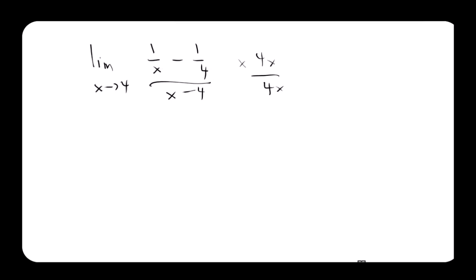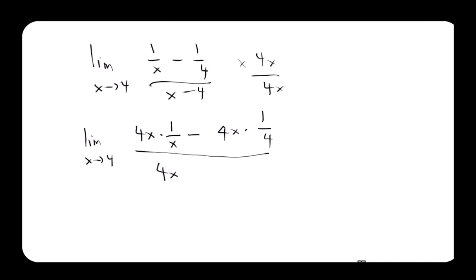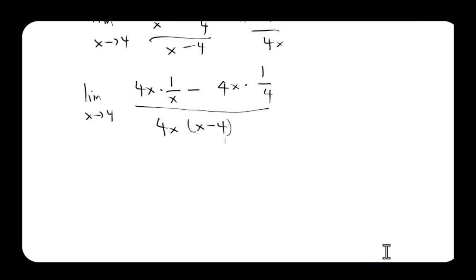Now when we simplify the expression that we have, we are going to have limit as x approaches 4 of the expression 4x multiplying the entire numerator expression, 4x multiplied by 1 over x minus 4x multiplying the expression 1 over 4, divided by 4x multiplying x minus 4. So we use the 4x to multiply the entire numerator and the denominator expression.